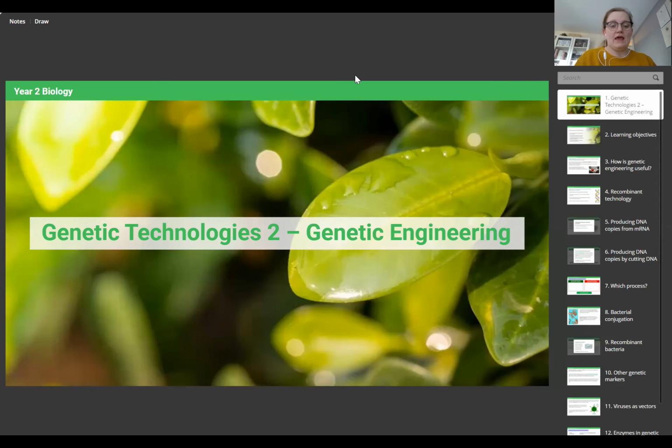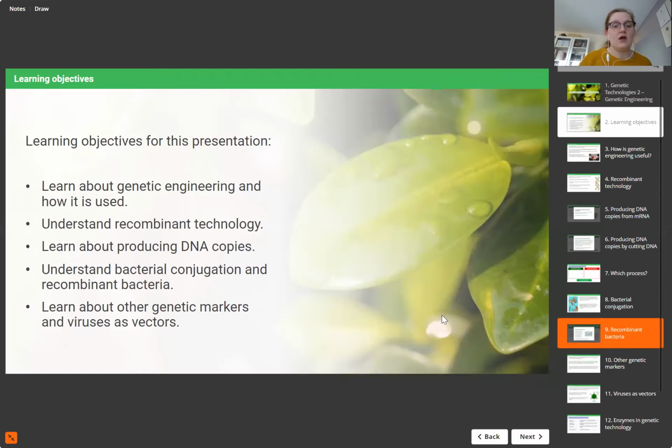So in this session, what we're going to look at is genetic engineering, how we use it, what recombinant technology is, learn about producing DNA copies, understanding bacterial conjugation and recombinant bacteria, and then about other genetic markers and viruses as vectors.